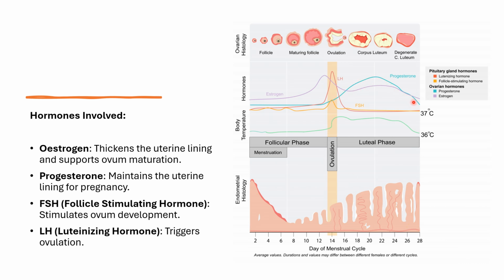Then there is the progesterone hormone. This is especially important during pregnancy, as it maintains the uterine lining for pregnancy. You can see when the progesterone levels are high, it's also the phase when the uterine wall is really thick. And then there is the FSH hormone. It stimulates the ovum development. Then there's the LH hormone, which triggers the ovulation process. You can see that LH is the highest at the phase when ovulation occurs.